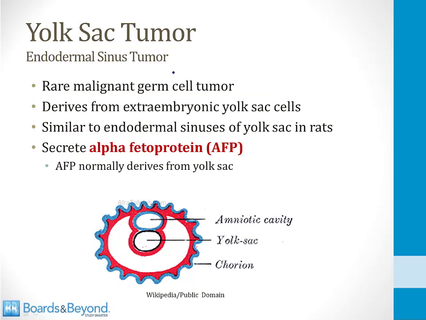Our next tumor is called a yolk sac tumor. It's also called an endodermal sinus tumor. It's kind of annoying. You just have to remember both names. This is a rare malignant germ cell tumor of the ovary. It gets its name because it derives from extraembryonic yolk sac cells.